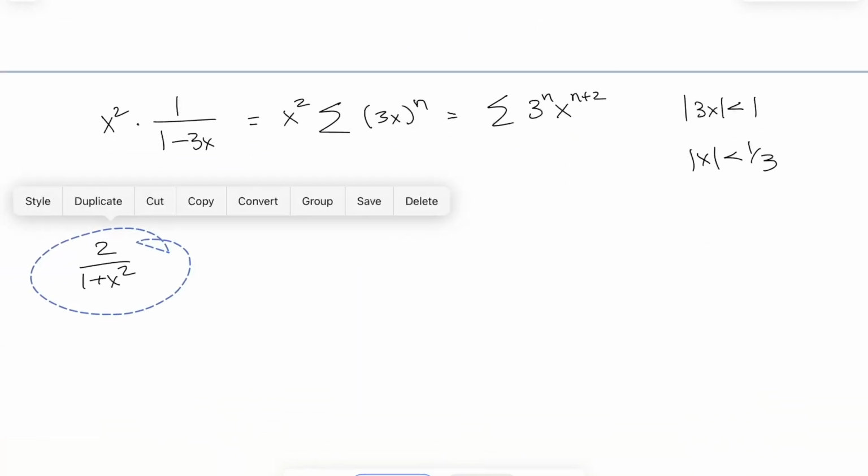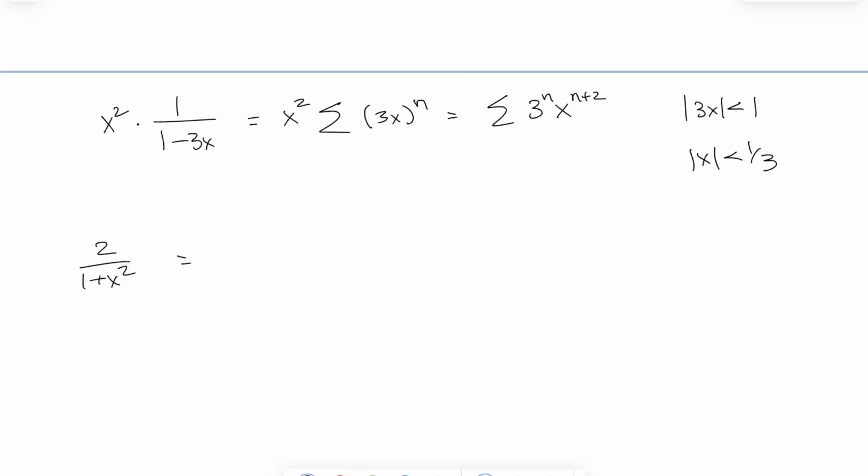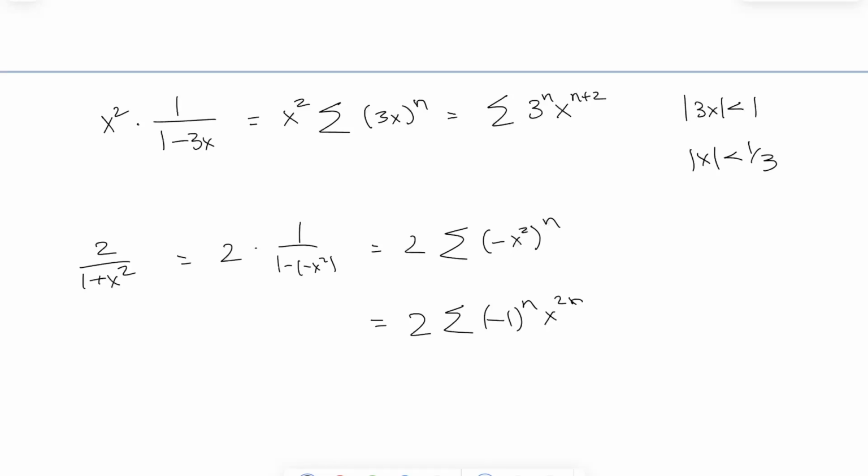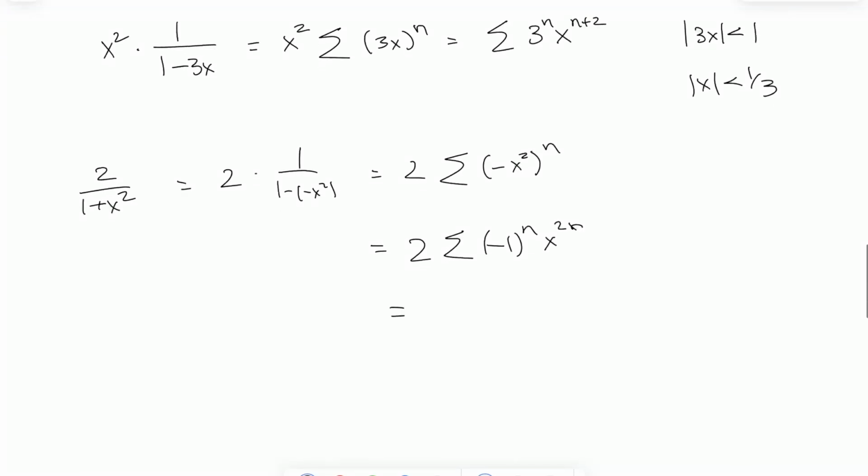The 2 up top, you just factor out the 2, and then I am going to write the rest of it as 1 over 1 minus negative x squared. And so this is 2, the series, negative x squared to the n. So this is 2 times minus 1 to the n, x to the 2n. Right? I hope that's what you said. Minus 1 to the n times 2x to the 2n. All right? Any thoughts about that one?